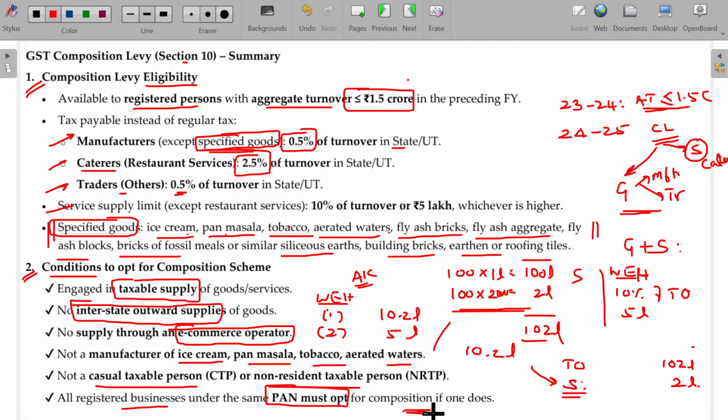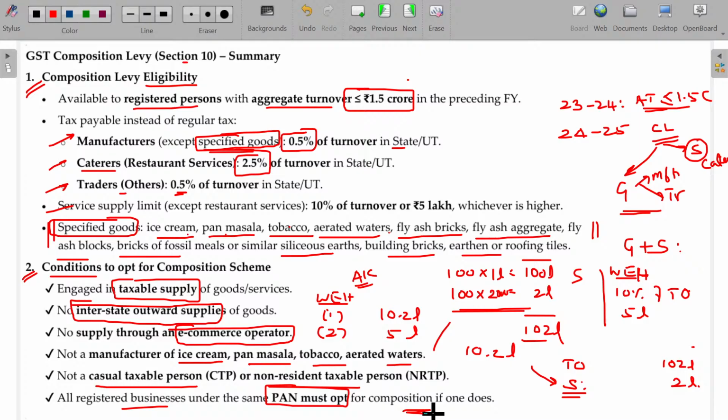Is that clear? So, the second point is the conditions. You need to have the taxable supply, and you should not be involved in interstate outward supply. You can purchase from other states, but you cannot supply to other states. Third, you should not sell through an e-com operator. You should not be the manufacturer of these specific goods, and you cannot be CTP and NRTP. If you are a CTP or NRTP, you cannot fall under the composition scheme. And if you have the composition scheme for one of the premises, then you have to have it for all the places. Is that okay?